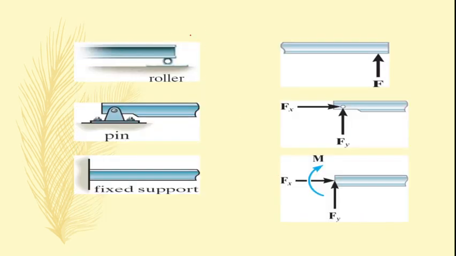Okay, then this one is a roller support, this one a pin support, this one a fixed support, and these are the free body diagrams of the supports. This one is the free body diagram of the roller support, where we remove the supports, and in place of the support we give the reaction. Okay, here also we remove this support and give these two types of reaction forces. Here also we remove the support and give these three types of reaction.